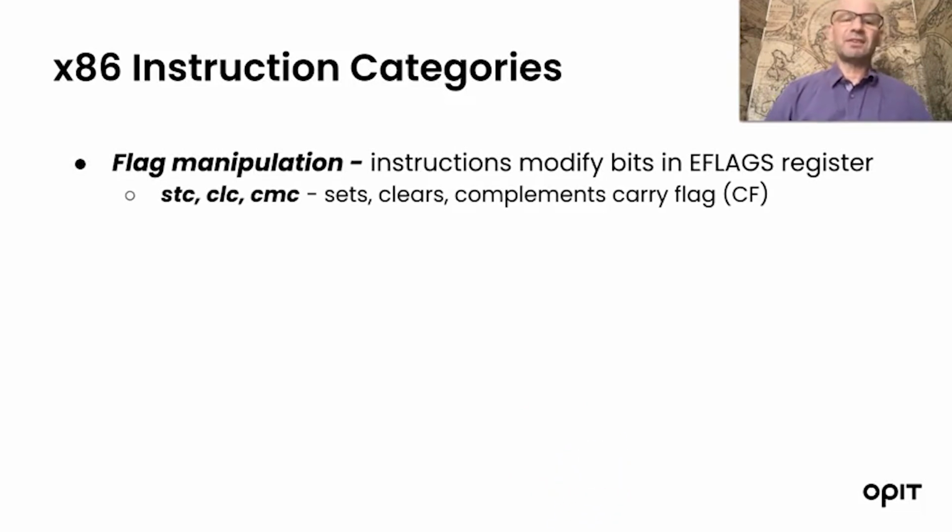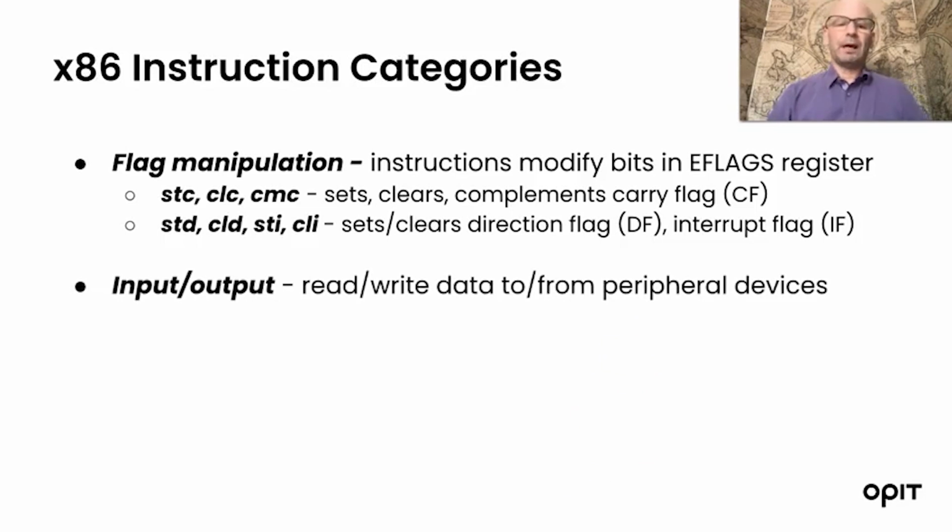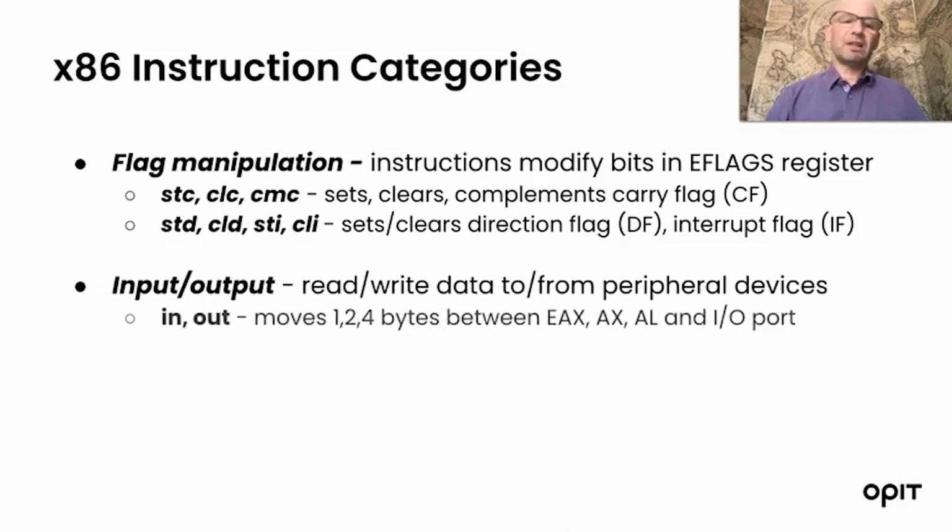STC, CLC, CMC set, clear, or complement the carry flag. STD, CLD, STI, CLI set and clear the direction flag and the interrupt flag. So S for set, C for clear, D for direction, I for interrupt. Hopefully that makes sense. Input-output reads or writes data to or from peripheral devices. We use IN or OUT, depending on if it's input or output, of course. And we can move 1, 2, or 4 bytes between EAX, AX, AL, and the IO port, depending on the size of the data or instruction that's contained there.